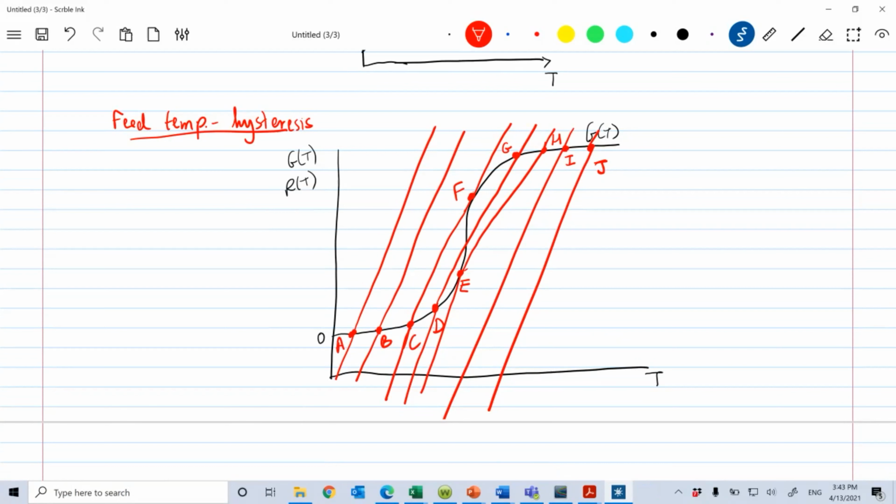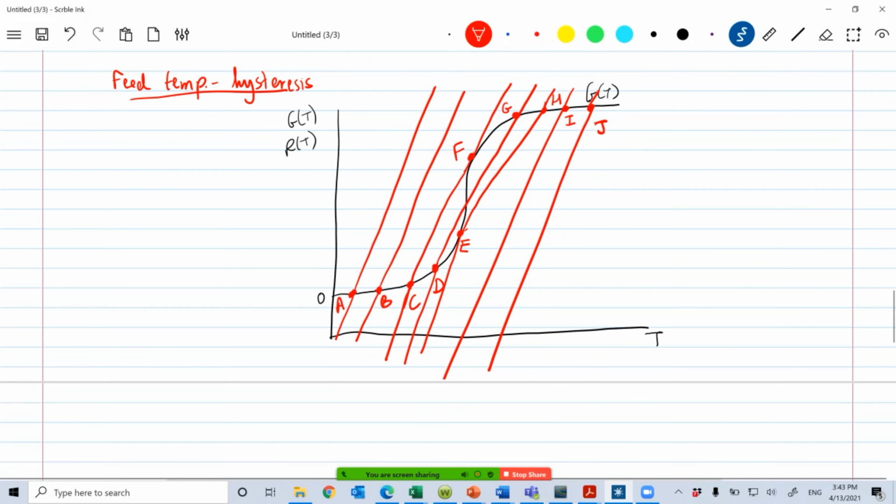Now let's say you were cooling the feed. If you're cooling the feed from point J, you would go down to I, to H, to G, and then to B and A. So you would not go through C, D, and E. That's what we mean by hysteresis.